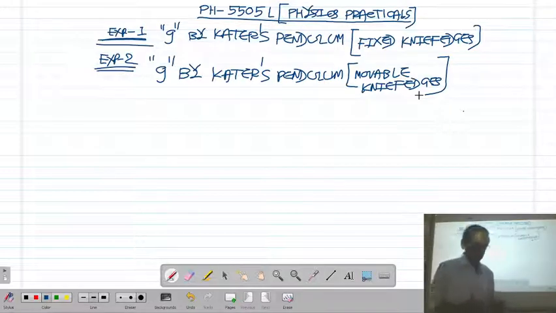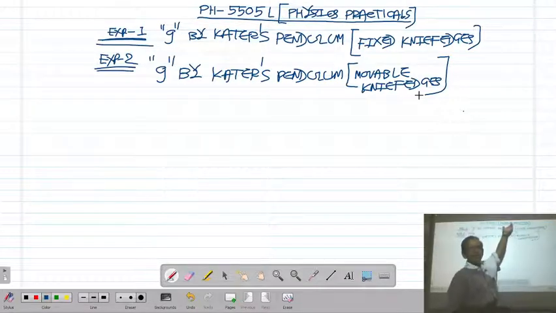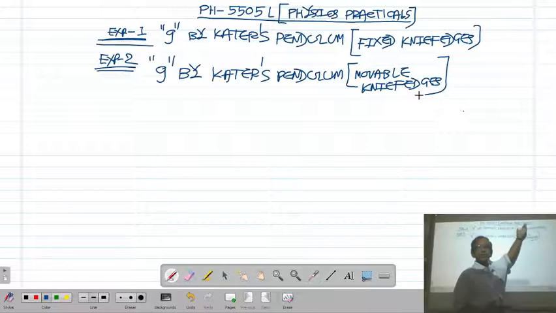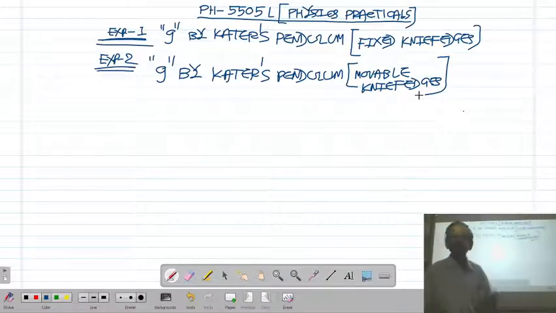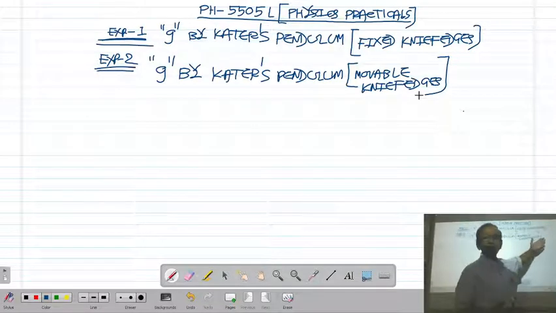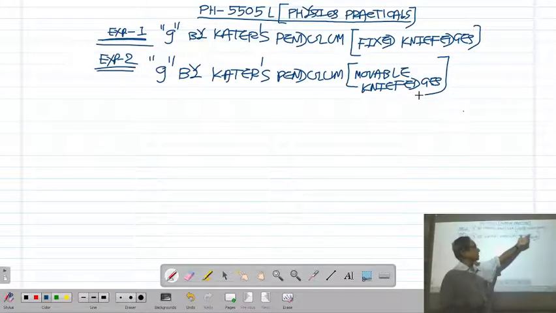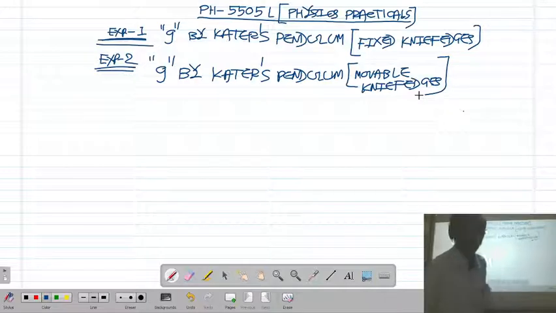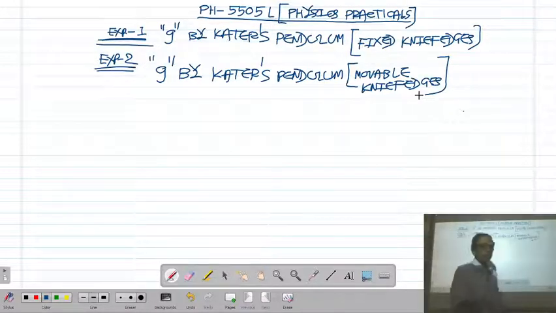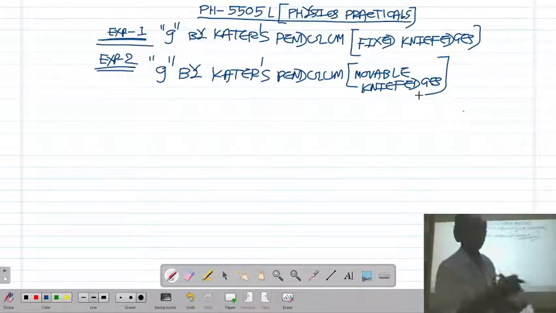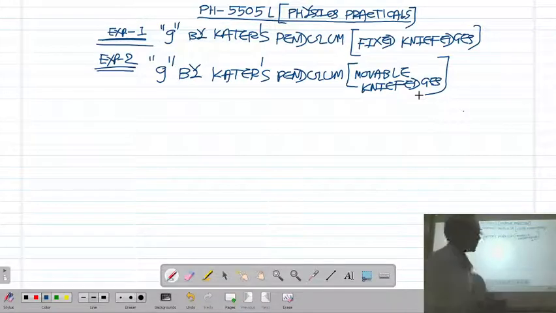Okay. So, as we have studied in the first experiment of g by Kepler's pendulum with fixed knife edges, we have three parts in the experiment. Similarly, in the second experiment of g by Kepler's pendulum with movable knife edges, we also have three parts. So let us discuss the three parts. First, we discuss what to do in the first part of this experiment.